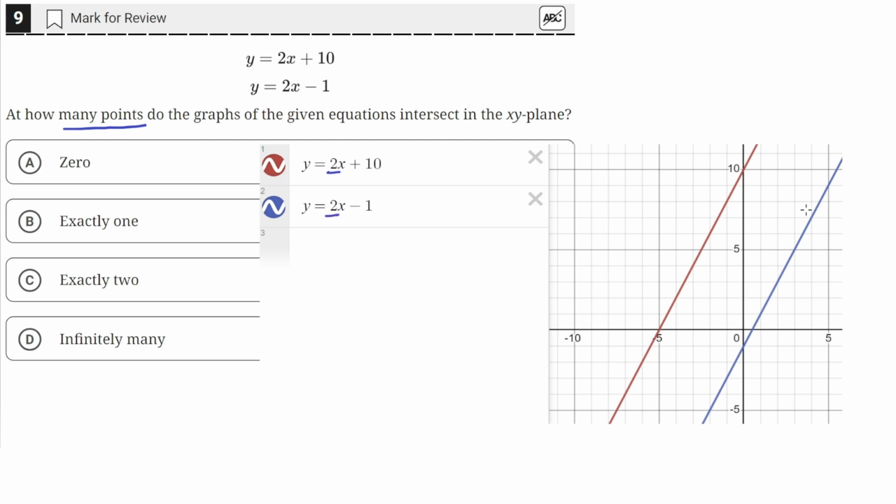And since the slope is the same, and they have different y-intercepts, these lines don't intersect. So since these lines do not intersect, it means that the graphs intersect at only 0 points. So they will continue on like this without intersecting since they have the same slope, and they're not overlapping graphs since they have different y-intercepts. So there are 0 points where the graphs intersect in the xy plane. So the answer is A.